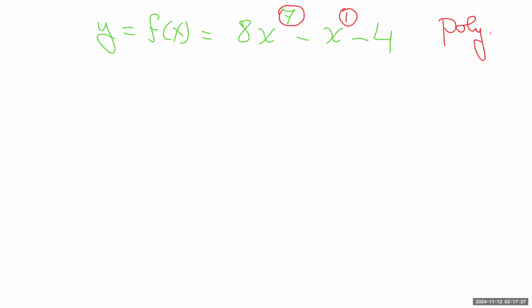Yeah, polynomial. How many terms do we have? 1, 2, 3. So 3 terms. And what is the degree for this polynomial? What is the highest power that we have here? 7. Yeah, so this one is degree 7. Is it clear? Yes. Let us do f dash of x.